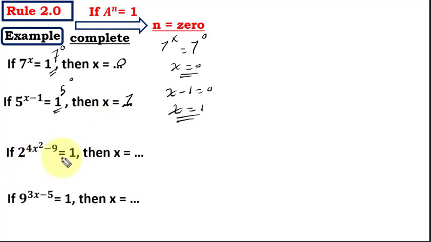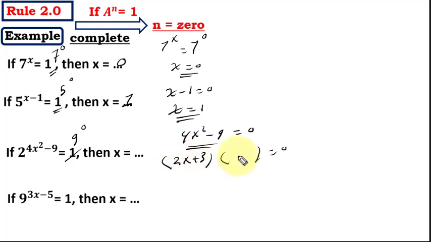The third one, we can cancel 1 and write 9 raised to the power 0. Or we can equate 4x squared minus 9 directly by 0. We will get 4x squared minus 9 equals 0. We know that we have here the difference between two squares. Then we can factorize 4x squared minus 9 equals 0 as 2x plus 3 times 2x minus 3.